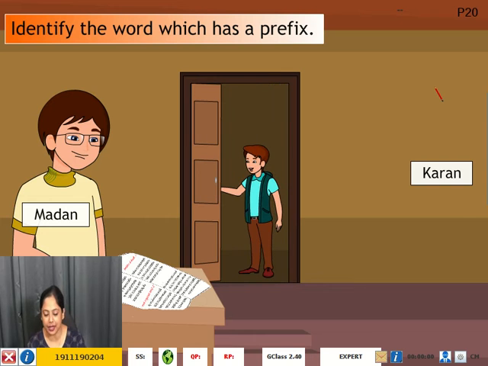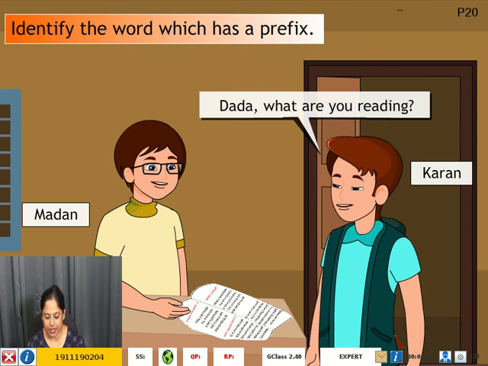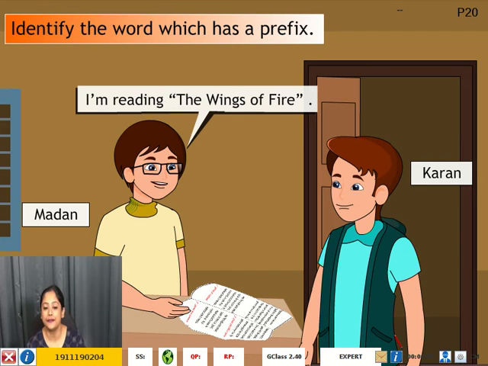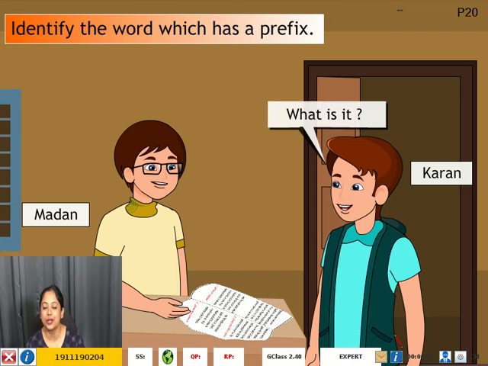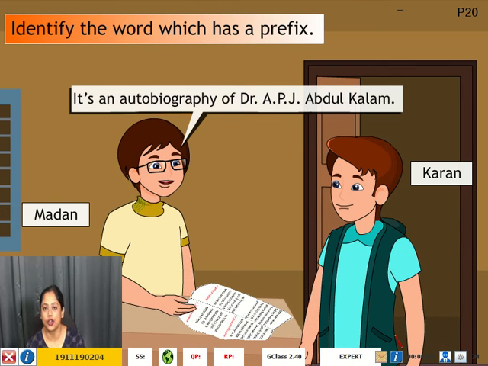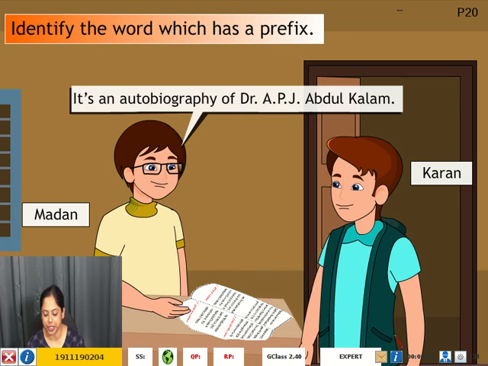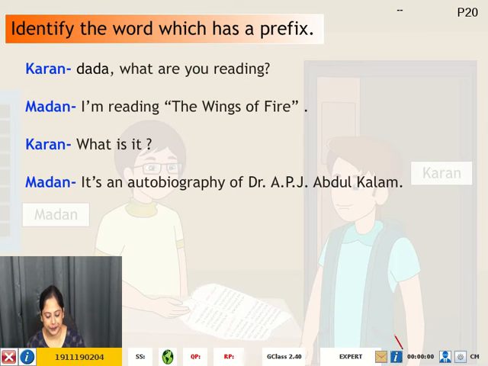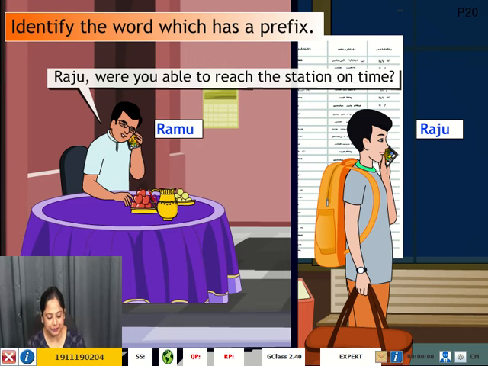Again, Madan and Karan. Let's see what they are talking about. Dada, what are you reading? I'm reading The Wings of Fire. What is it? It's an autobiography of Dr. APJ Abdul Kalam. Now, which is the word which has a prefix here? The word is biography. Which is the prefix we have used? We have used the prefix auto here. Along with the word biography, it is autobiography.